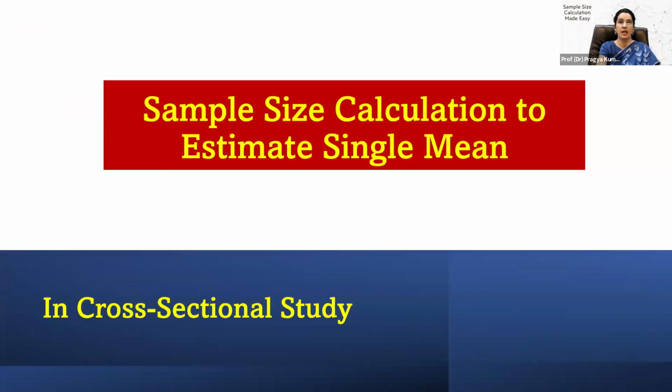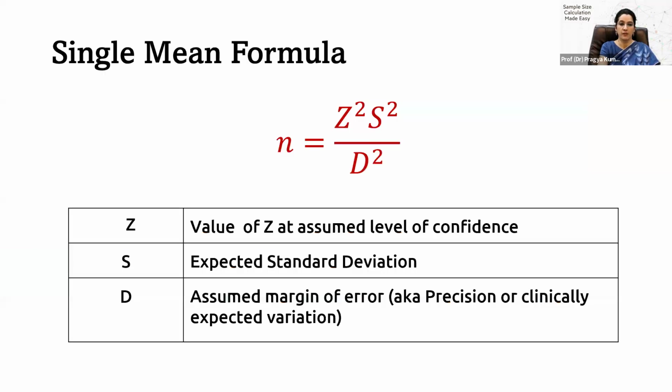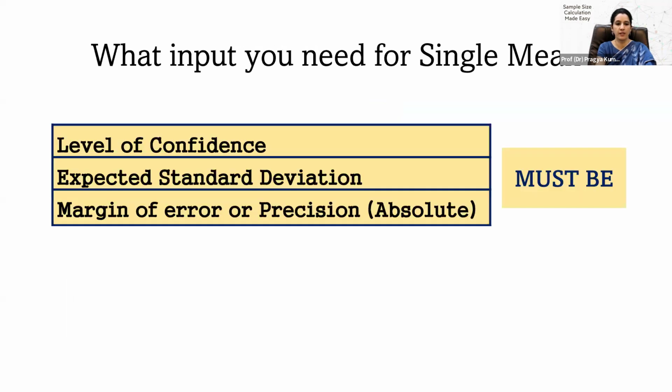Now coming to the sample size calculation, estimating single mean. This is the formula for sample size using single mean: Z square S square by D square. Z is the value at the assumed level of confidence, which is again 95%, and the value of Z is 1.96. S is the expected standard deviation, and D is the margin of error, which is also known as the clinically expected variation.